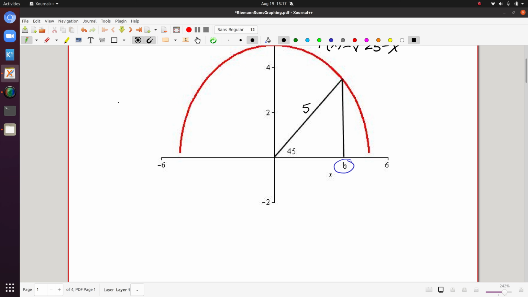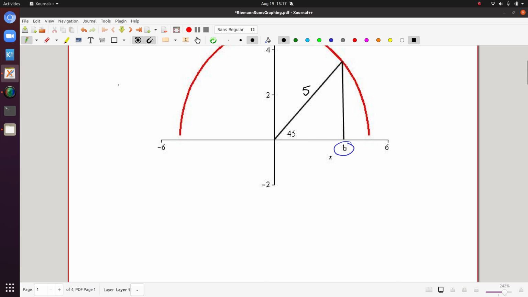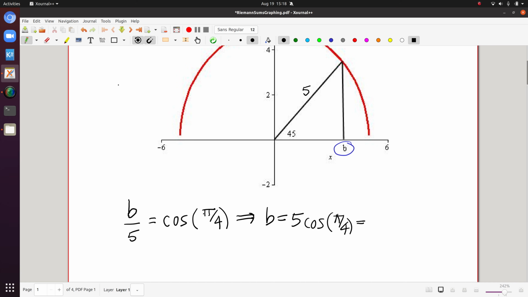So if you think about the fact that we're trying to find essentially the length of the base, then the best trig relationship to use would be cosine here. So we can notice that adjacent over hypotenuse should give me the cosine of 45 degrees. And again, thinking about that, that's going to be pi over 4. So b is 5 cosine pi over 4. And that's going to give us now 5 over the square root of 2. So that's the value of b. We'll be using that throughout.